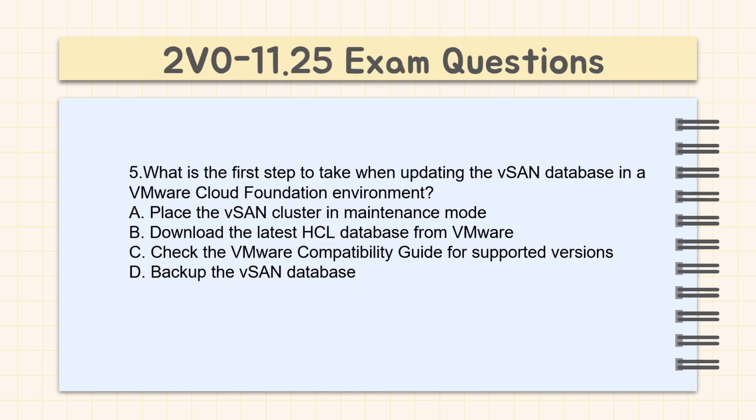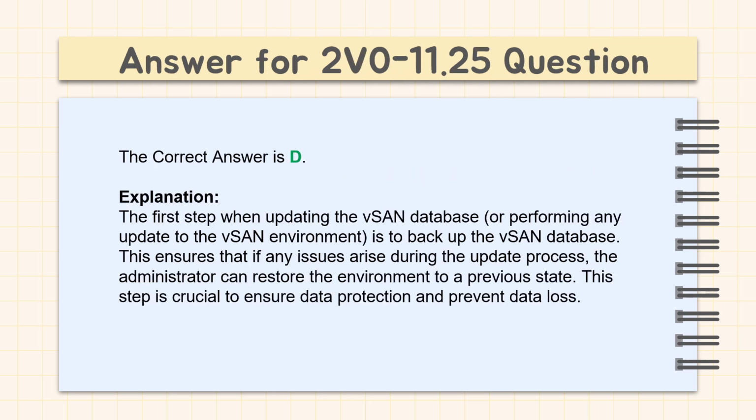What is the first step to take when updating the vSAN database in a VMware Cloud Foundation environment? A. Place the vSAN cluster in maintenance mode. B. Download the latest HCL database from VMware. C. Check the VMware compatibility guide for supported versions. D. Backup the vSAN database. The correct answer is D.